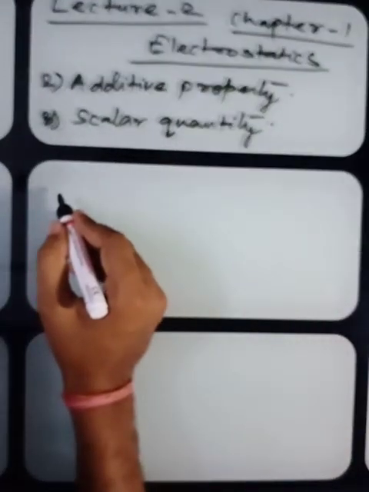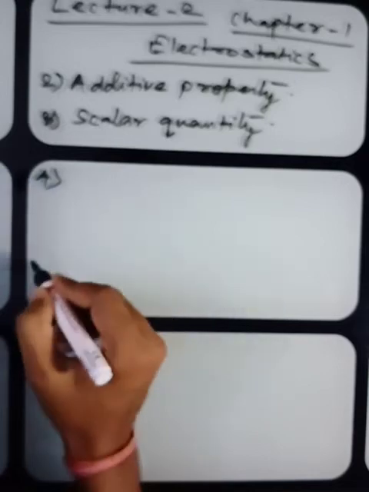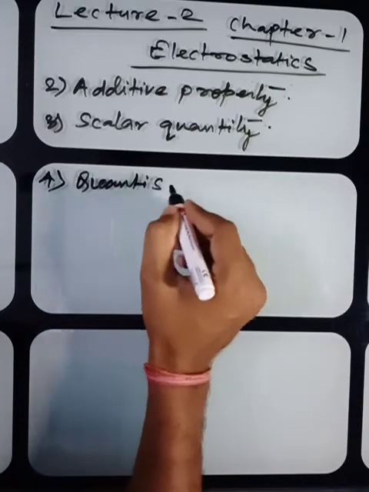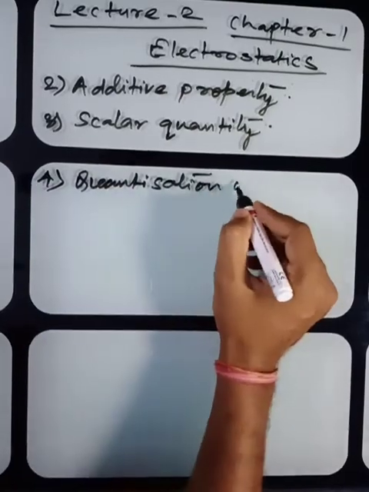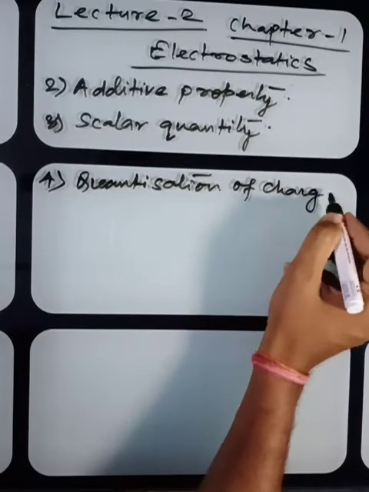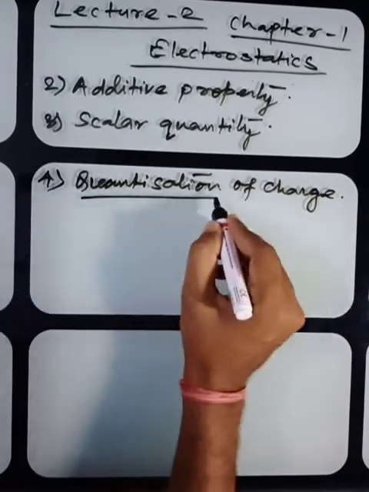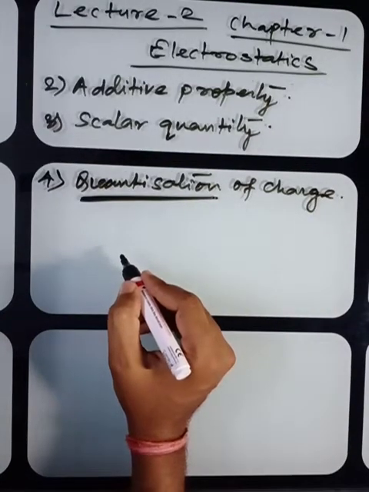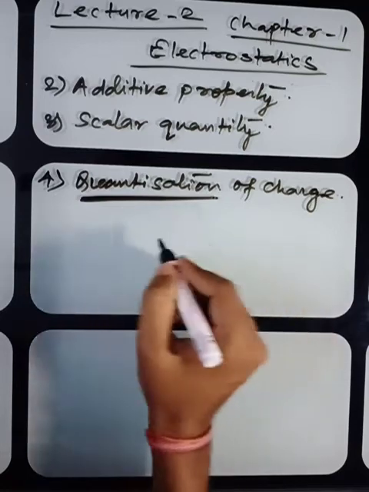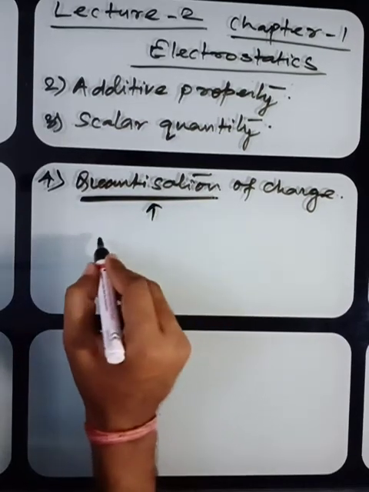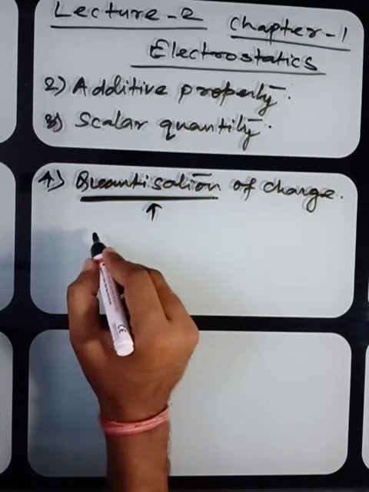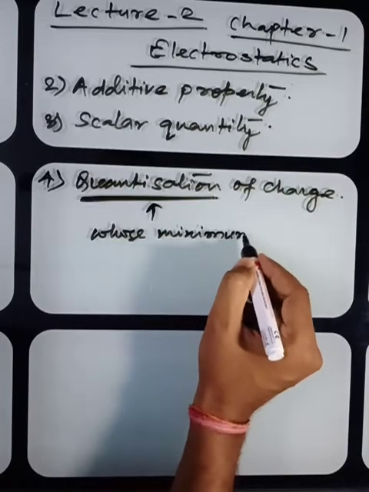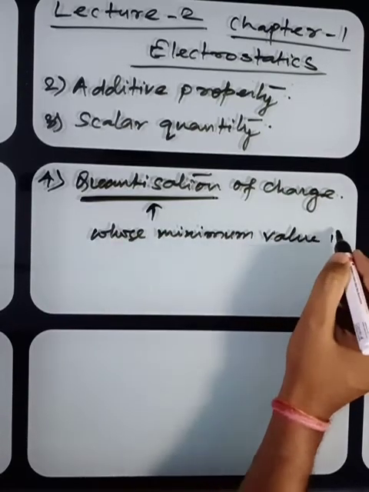Now the fourth property, which is very important, quantization. Quantization of charge. You must understand the meaning of this quantization. Quantization means whose minimum value is fixed. Quantized means whose minimum value is fixed.